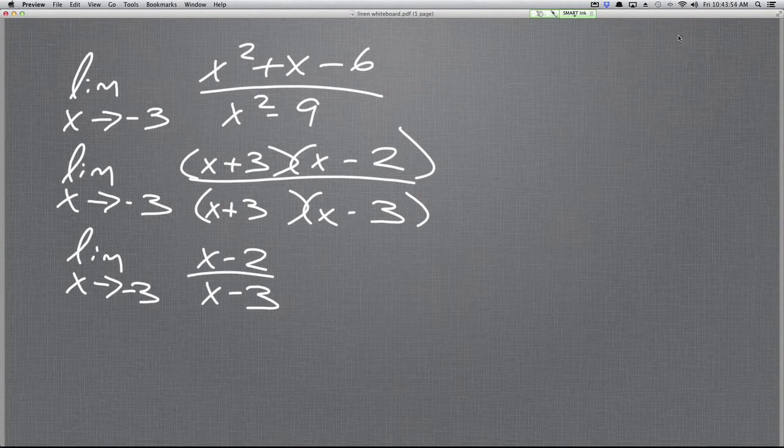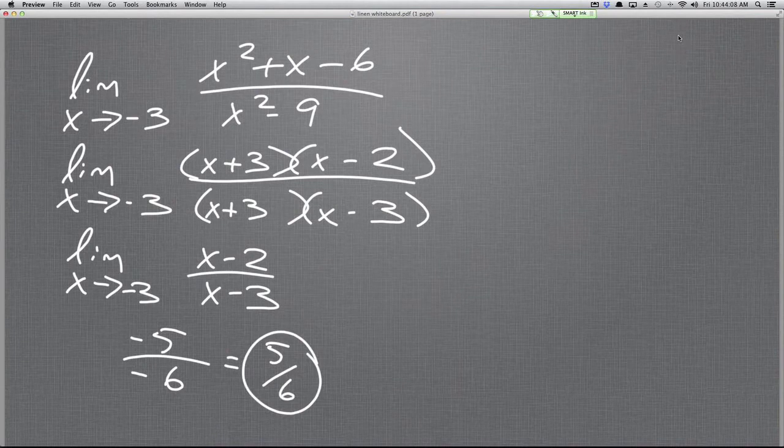All right, so I canceled, and as soon as I cancel, I always need to plug in. So I plug in -3, which gives me -5 on the top, and that gives me -6 on the bottom. So my limit is 5/6.